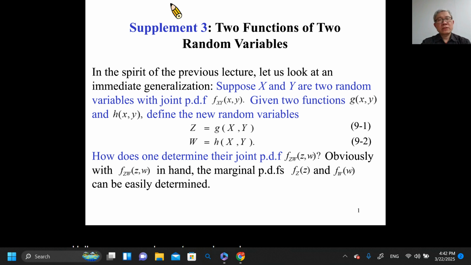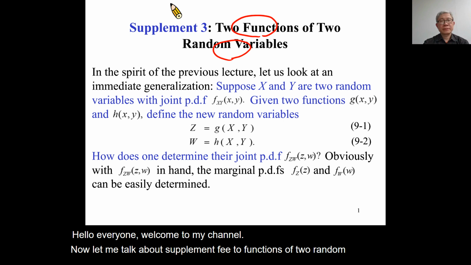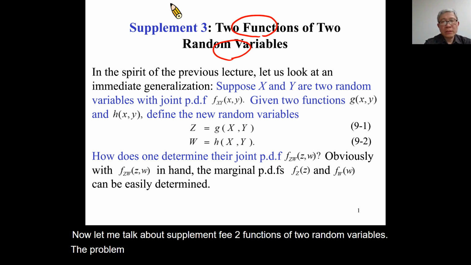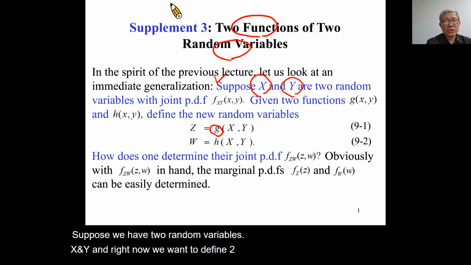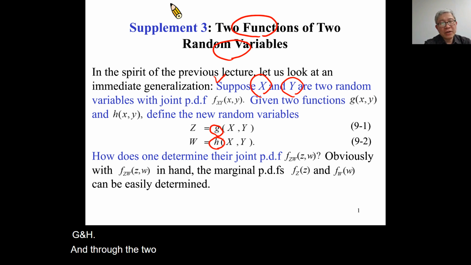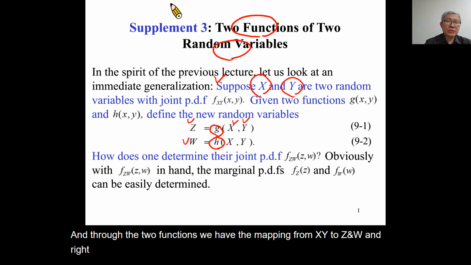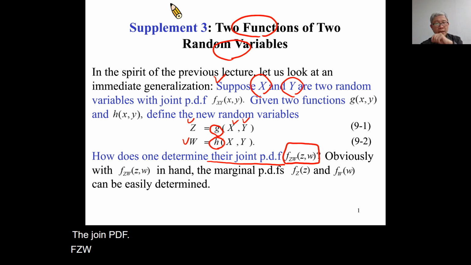Now let me talk about the supplementary topic: two functions of two random variables. The problem is, suppose we have two random variables, X and Y. And right now we want to define two functions, g and h. Through the two functions, we have the mapping from X, Y to Z and W. And right now we want to know how to determine the joint PDF f_ZW of z and w.